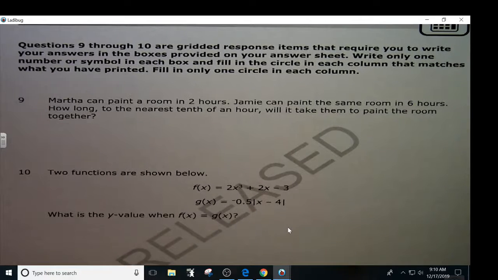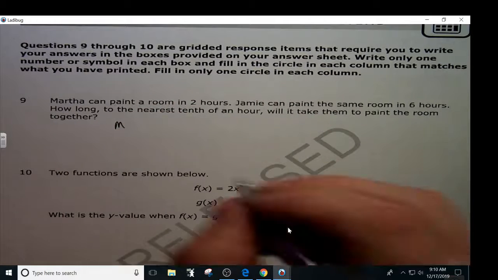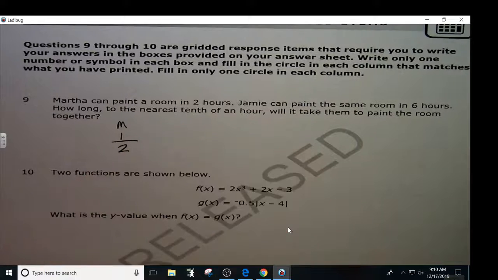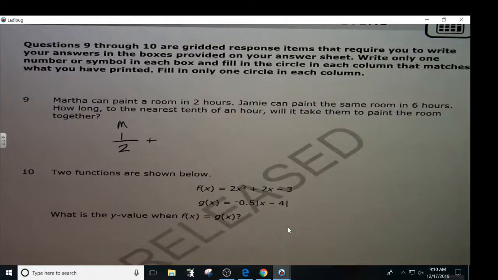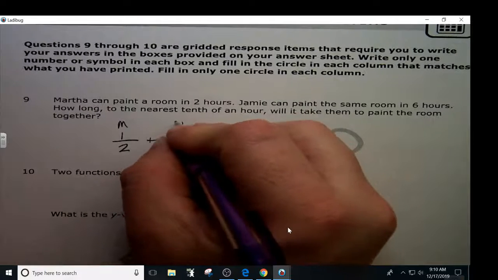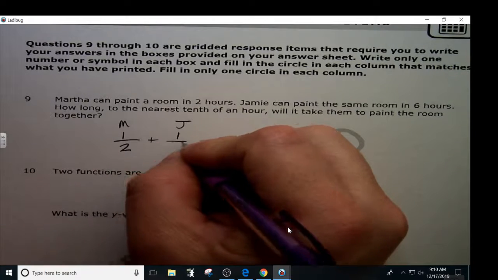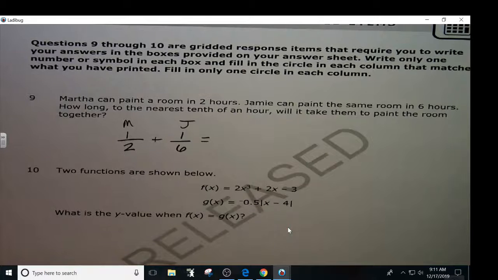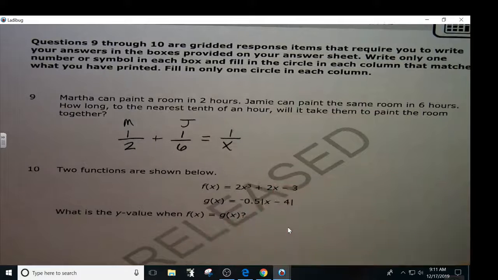Right. What you're going to do, guys, for Martha, put an M there. It takes her 1/2 hours to paint a room. Now, what is Jamie's time going to look like? 1/6. It's going to be equal to what? 1/x. Good, y'all. Now, what we're going to do is add these two together.